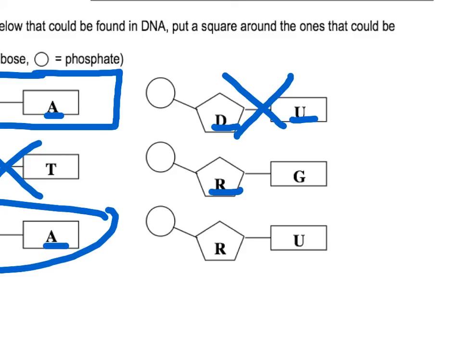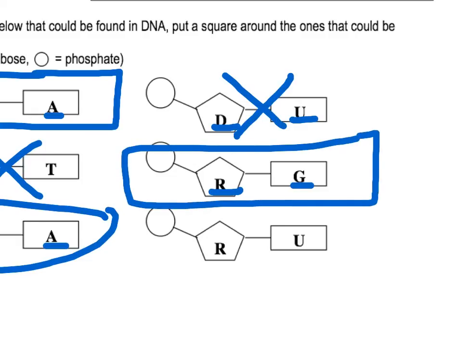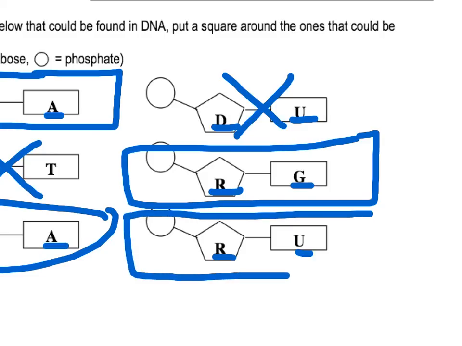Then we have an R for ribose, which is found in RNA, paired with a G for guanine. This is a good nucleotide because G is found in RNA. Then we have an R for RNA with a U for uracil, and uracil is found in RNA, so we're going to put a square around that one too.